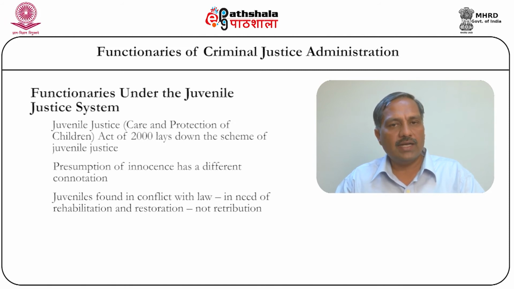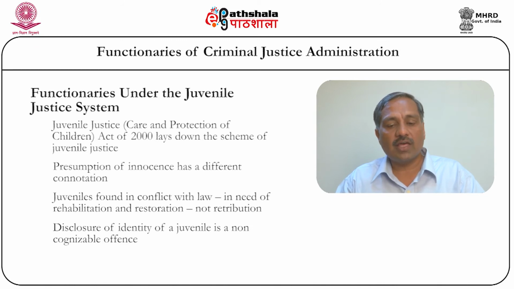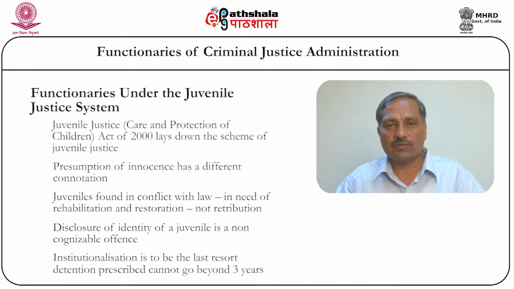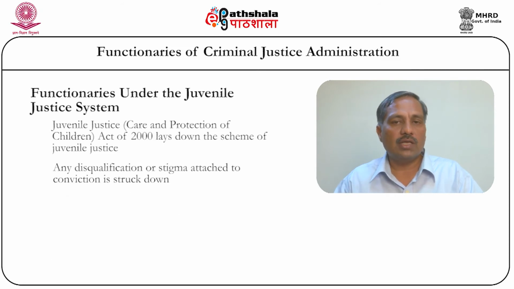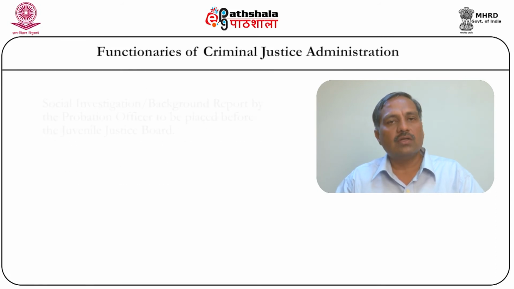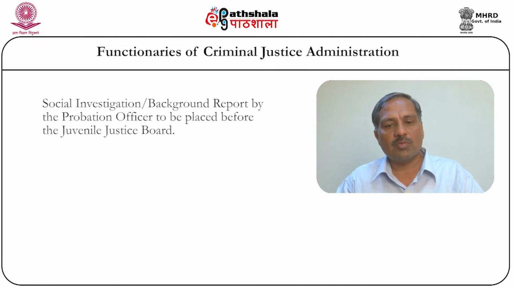Similarly, the identity of these persons, if disclosed, may affect their rehabilitation, and that is why we have provisions, including ones which impose a fine on anybody who discloses their identity. The institutionalization of a juvenile is to be the last resort, and the detention, if at all prescribed, cannot go beyond 3 years. The statutory provision in the JJ Act ensures that no stigma is attached to any such juvenile in conflict with law. We do find that there are social investigation reports and background reports that are to be made by the probation officer, which are supposed to go before the Juvenile Justice Board as and when it considers a juvenile coming within the scheme.